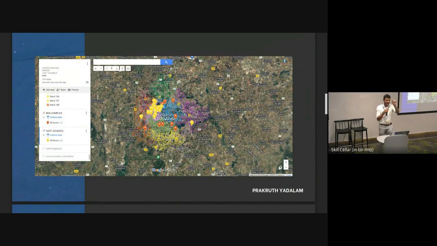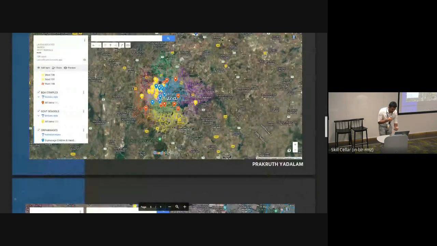The red dots that you see are basically the BDA complexes. The Bangalore Development Authority has these complexes in, I think, 8 to 9 zones in Bangalore. It's a huge space, like an epicenter of different sorts of public activity, commercial and administrative.